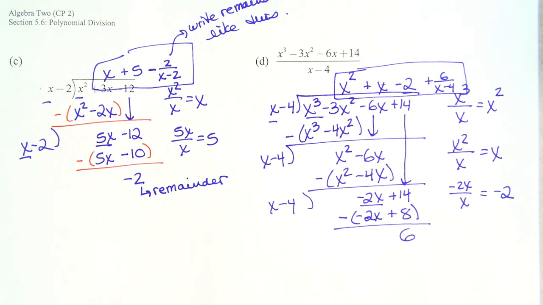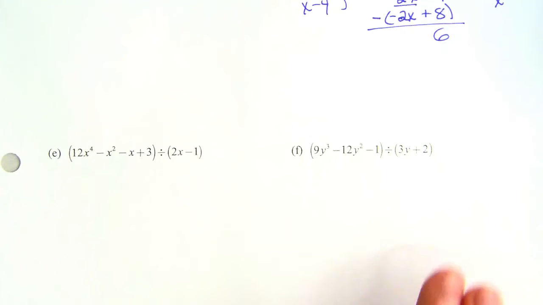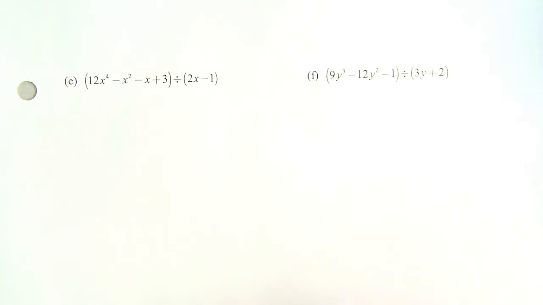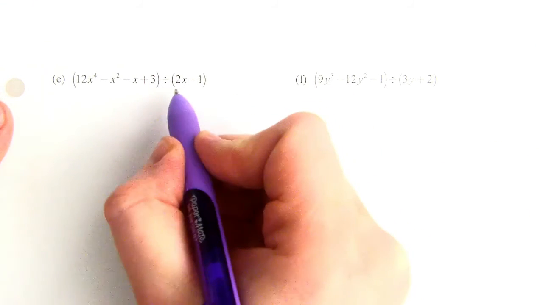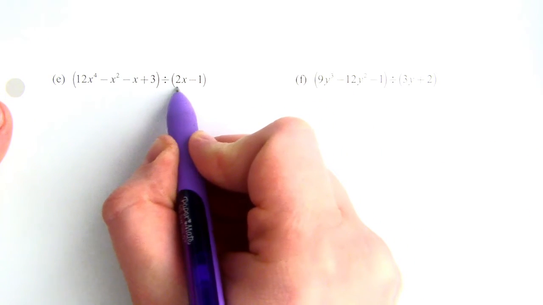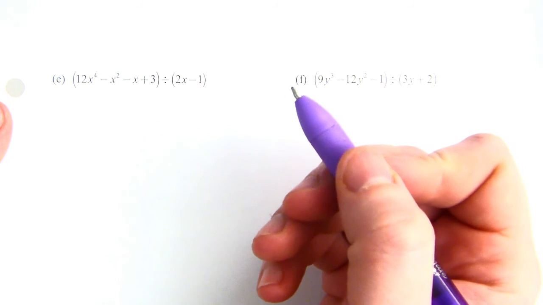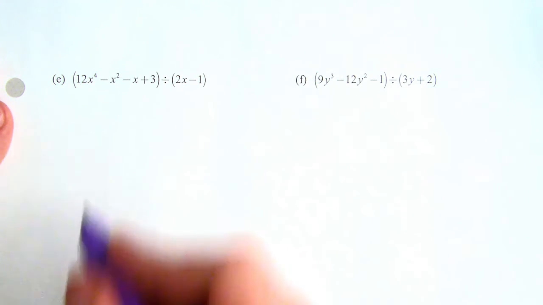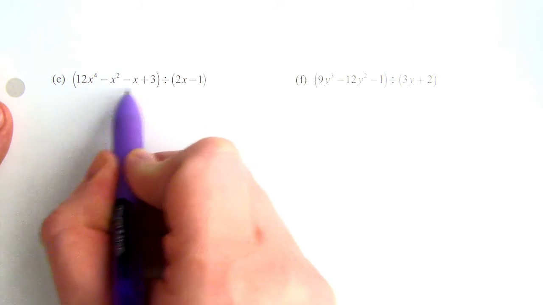Okay. We're going to take a look at letter E. And actually, there are two things different about letter E than other problems that we've looked at. What's different about E? So first of all, I'm used to dividing by things with a coefficient of 1. Here I've got a coefficient of 2. But the other issue is you should have noticed x to the 4th, x squared, x, 3. You're missing an x cubed term.